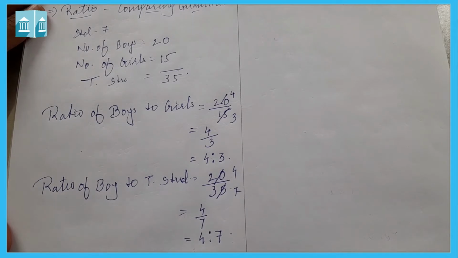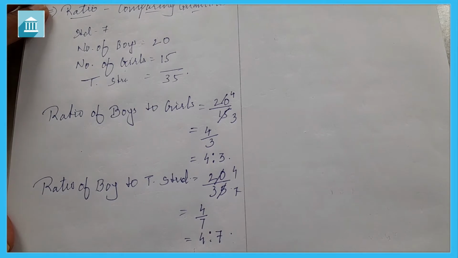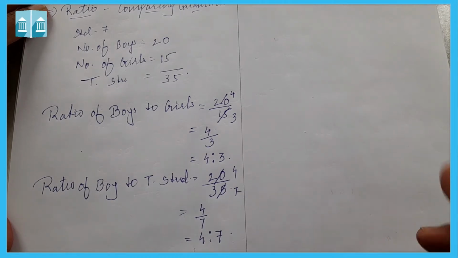Ratio means when we compare two quantities. Comparing two quantities is known as a ratio. But one thing we have to keep in mind: when we find the ratio, the unit should be the same. That is, if the unit is meter, the other also has the unit meter. The unit should always be the same. If the unit is not the same, we cannot find the ratio.